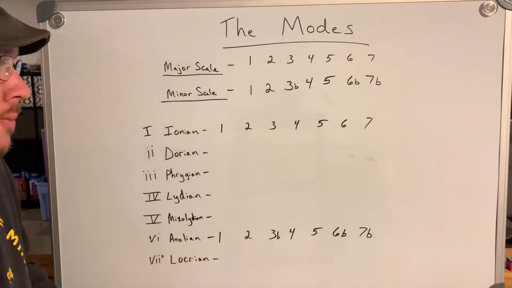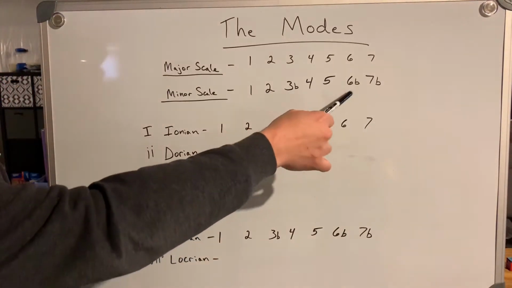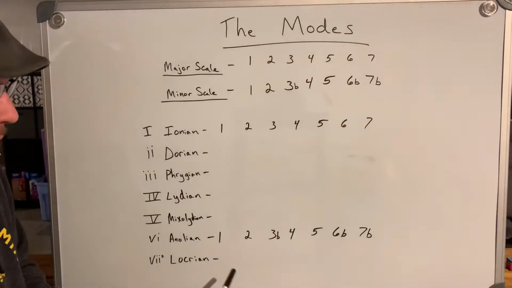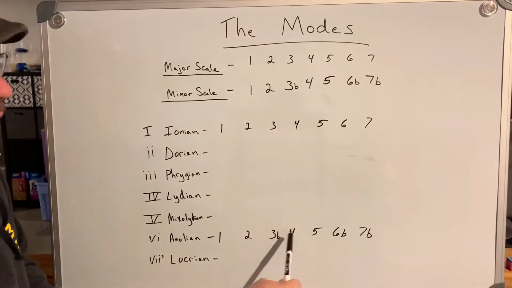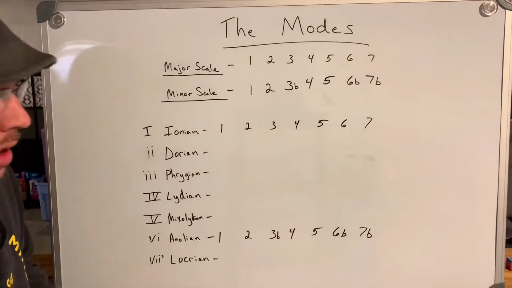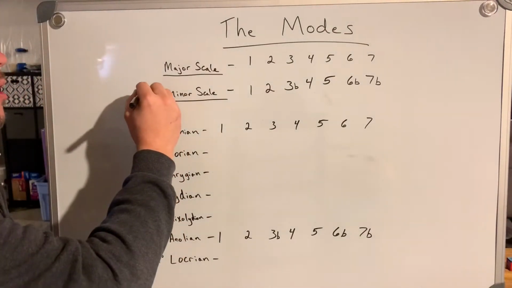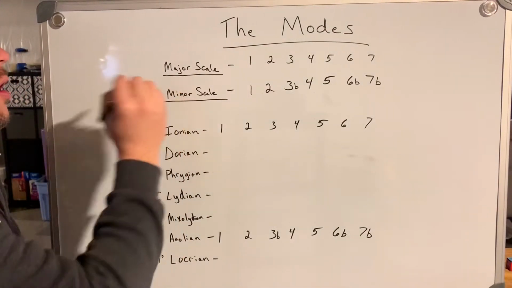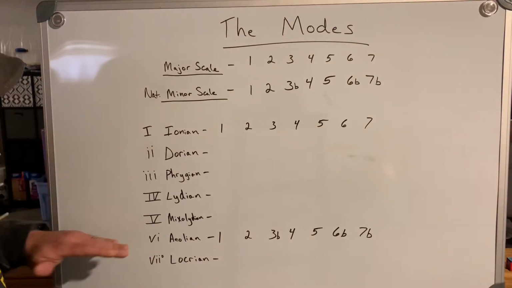Same exact notes. If you were playing A minor, A, B, C, D, E, F, G, that'd be A, B, C, D, E, F, G. Aeolian, minor scale, natural minor. Let me make a note here. Natural, not harmonic or melodic. Those are different. The natural minor scale is the Aeolian mode.